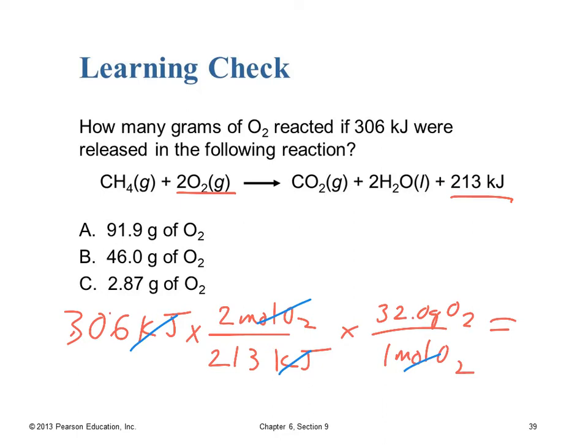I multiply everything on top, divide through by everything on the bottom, and I get 306 times 2 divided by 213 times 32. That gives me 91.9 grams of oxygen. Is that right? That doesn't feel right. Just a second. Let me do that again. 306 times 2 divided by 213 times 32. That's what I get.